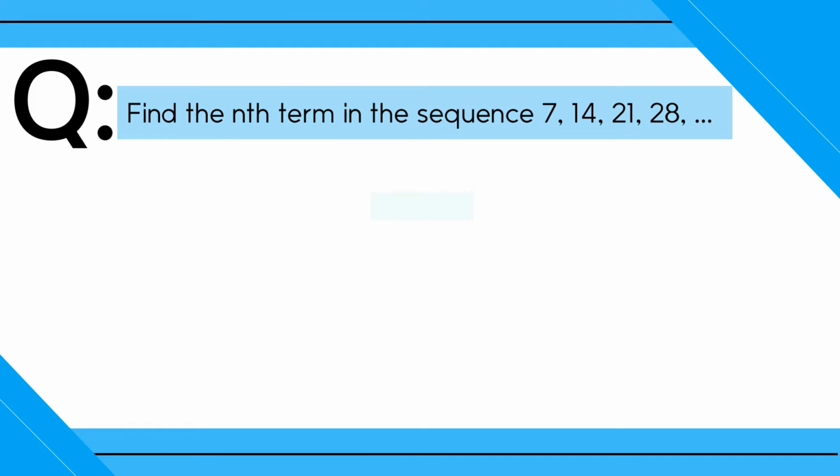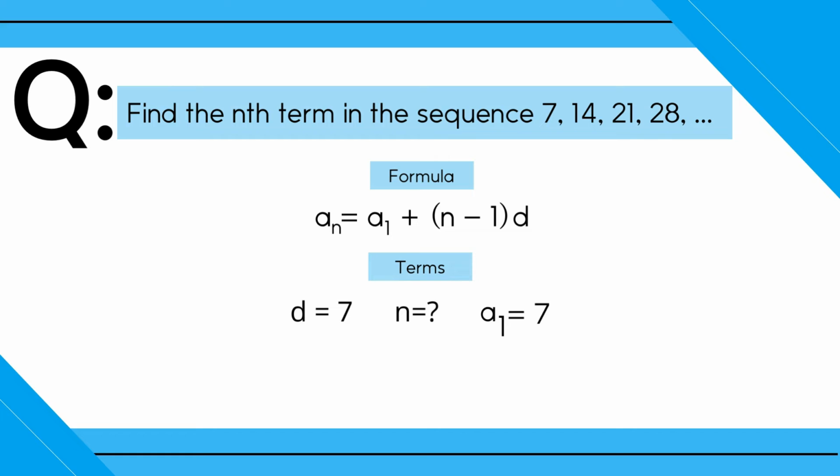Continuing on to a different kind of problem. Finding the nth term in the sequence 7, 14, 21, and 28. Again, let's write down our formula so we won't be confused. a sub n is equal to a sub 1 plus n minus 1 times d. Let's gather the terms that we have, which is a sub 1 is 7, and the common difference is 7. We'll be finding the value of n, so we'll leave it as a variable. Now let's substitute terms. a sub n is equal to 7 plus n minus 1 times 7. And now that we have an equation, we can solve it.